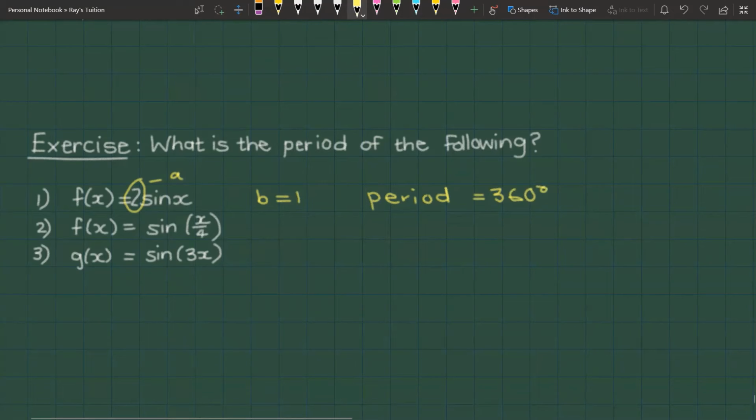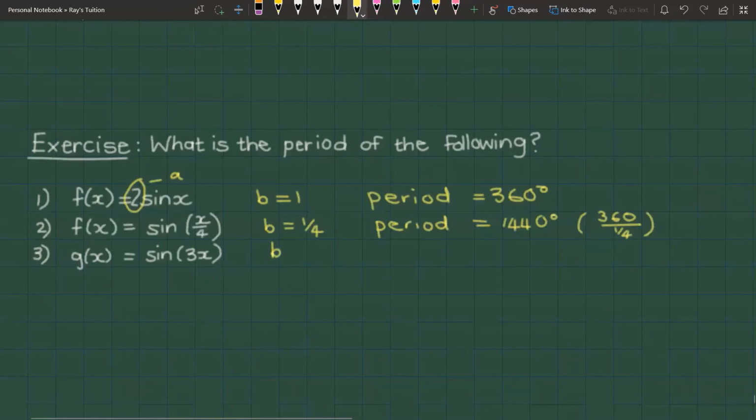In the second case, we have that our b value is a quarter. So our period would mean that in 360 degrees, we see a quarter of the graph. So a full graph will then take 1,440 degrees. And another way of calculating is dividing the original period by our b value, which is a quarter.